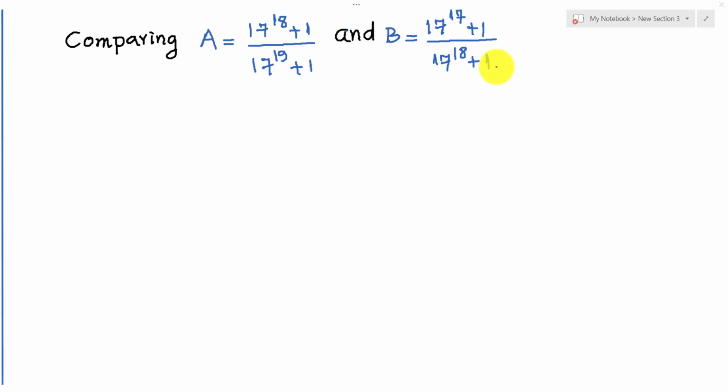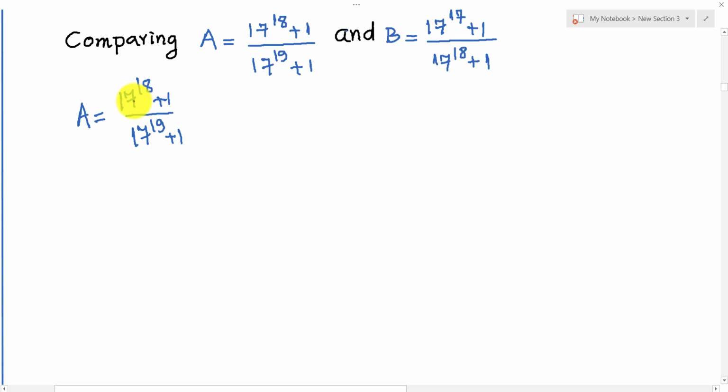And now, we go to the solution together. Okay, to compare this and this, now I use this. We have A equals (17^18 + 1) over (17^19 + 1).